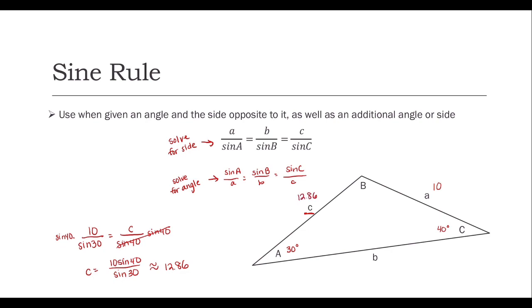Then you could easily find angle B by taking 180 minus 30 minus 40, because the sum of the angles will be 180. That means angle B is 110 degrees. Then you could do the same thing with angle B to figure out side b. And that's how you would solve for all the sides and angles in the triangle.